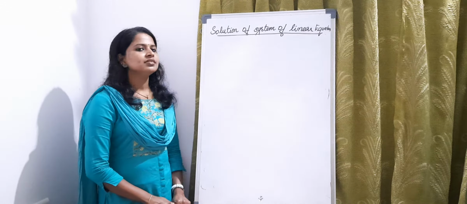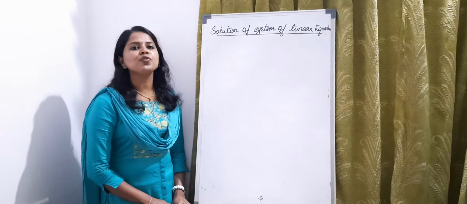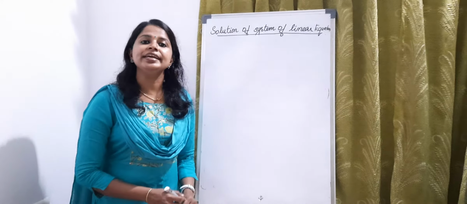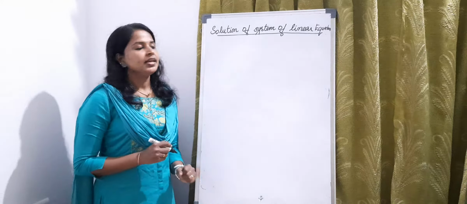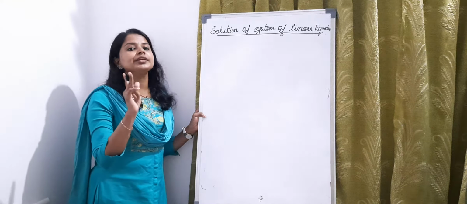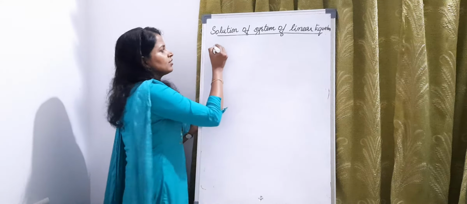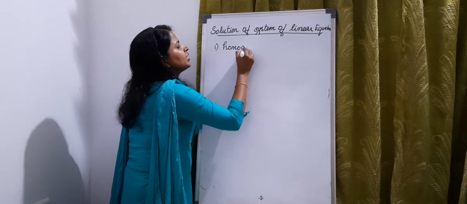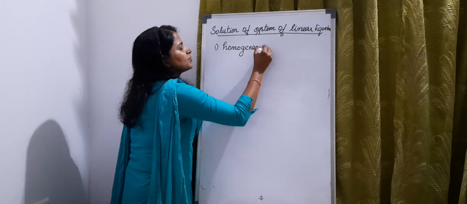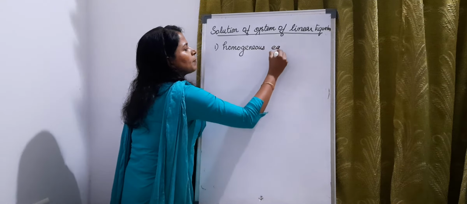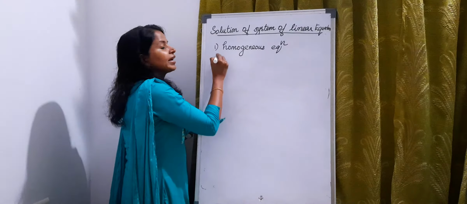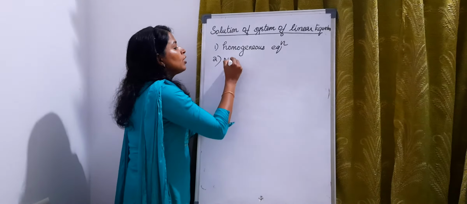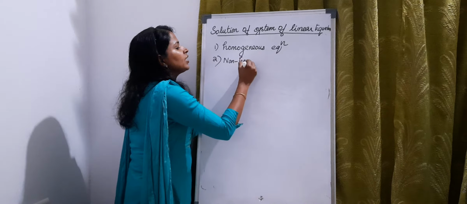Our section: solution of system of linear equations. There are two types of equations. First one, homogeneous equations. Second one, non-homogeneous equations.